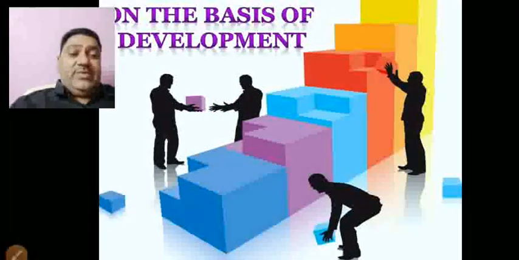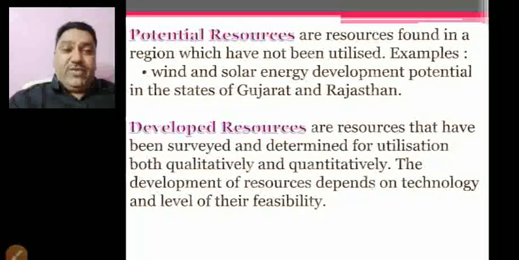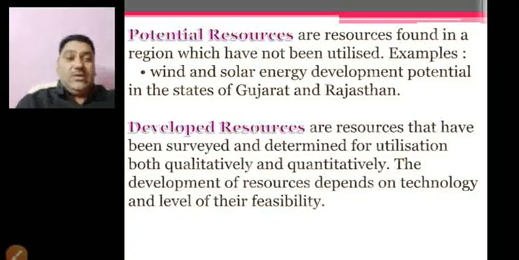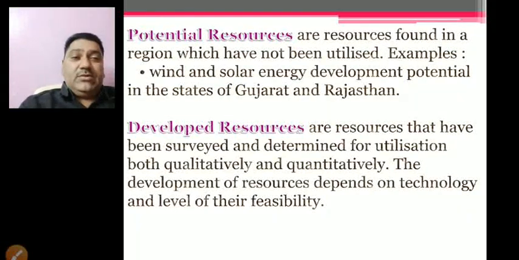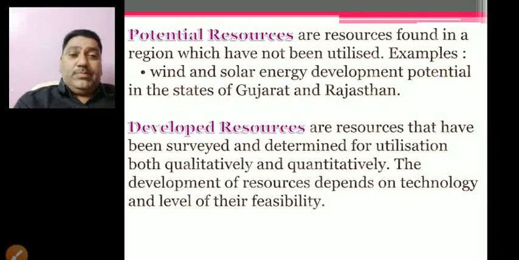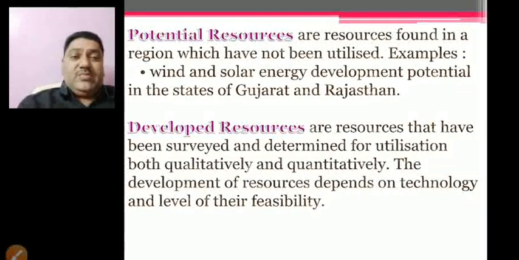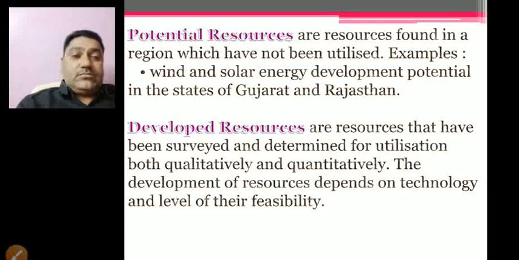Now last is on the basis of development. On the basis of development, we have four types of resource. We'll see one by one. First, potential resource. These resources are found in a particular region. So you can underline when you go through it, particular region, but not properly utilized. For example, wind energy, solar energy are available in Gujarat and Rajasthan, but not utilized properly.